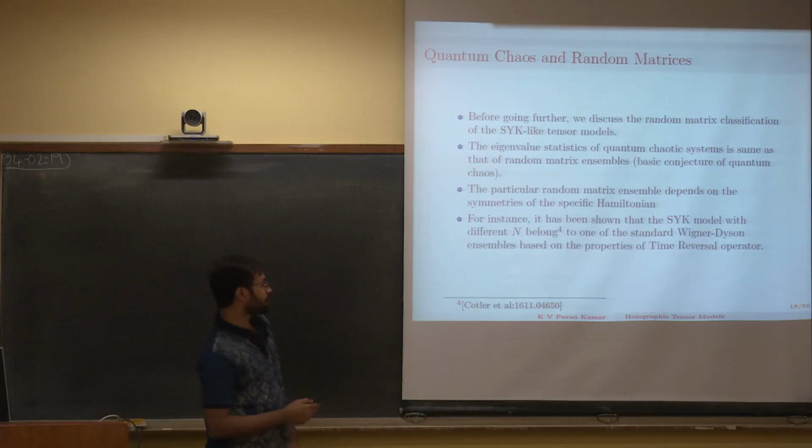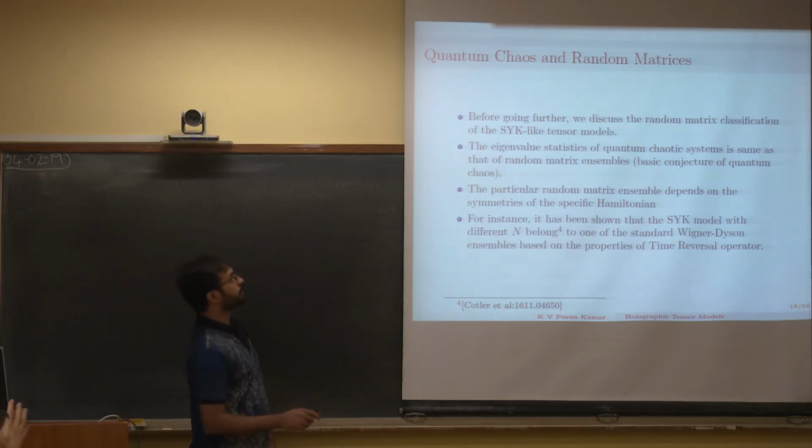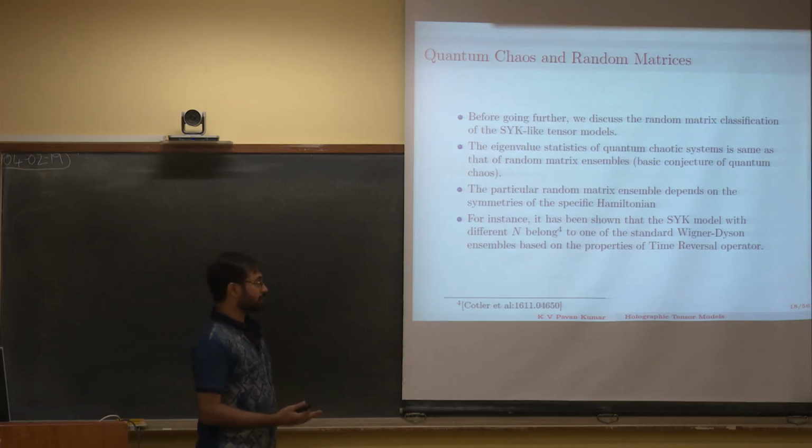Before going to finding the singlet spectrum, we described some random matrix classification of these SYK-like tensor models. The basic conjecture of quantum chaos is that the eigenvalue statistics of quantum chaotic systems is the same as that of random matrix ensembles. This is not a proven thing, but there are many examples which satisfy this conjecture.